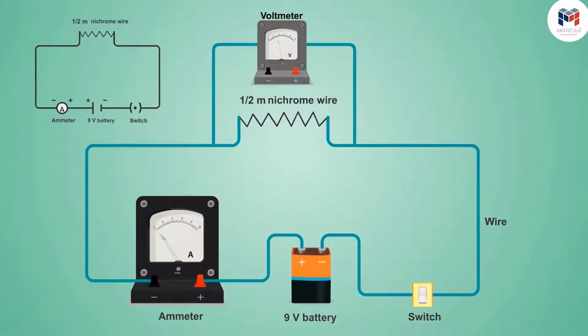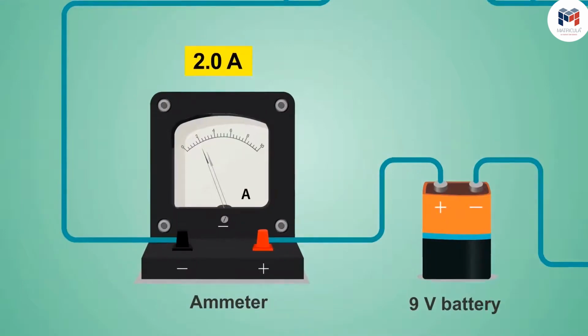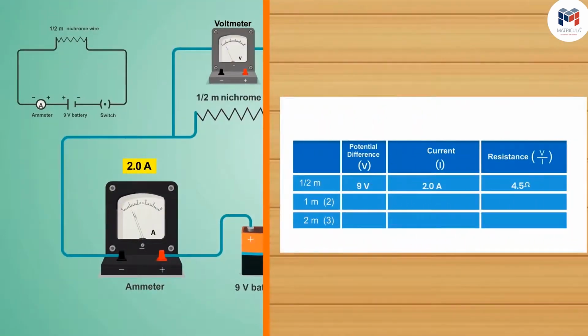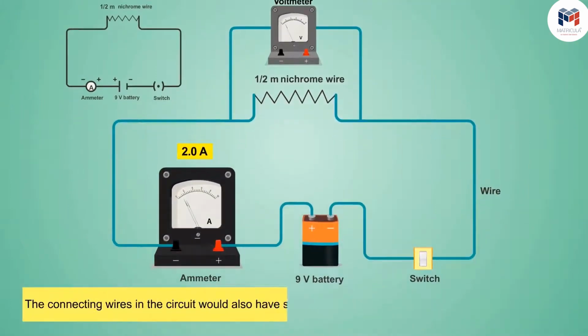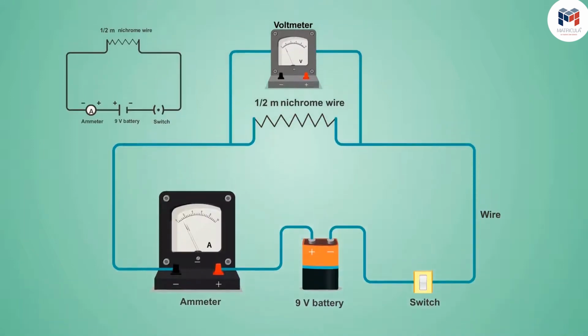As soon as we close the key after connecting the half meter wire in the circuit, we'll get a reading in the ammeter and write it in the table. We know that the connecting wires in the circuit would also have some resistance which can cause a drop of voltage. But to understand the theory here, the drop in the voltage is not taken into consideration. For this reason, only the potential difference that the battery is producing is taken into account.